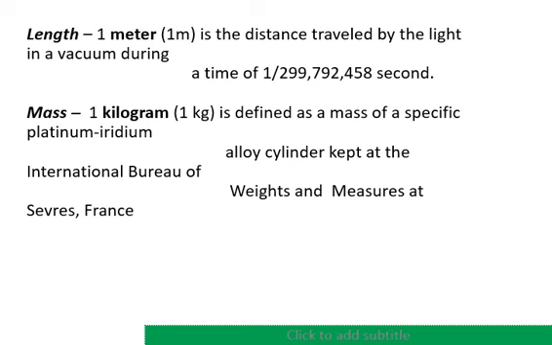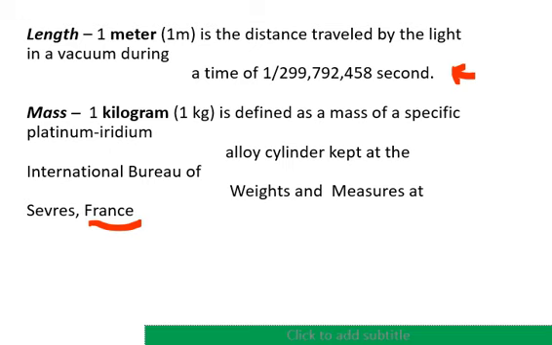and all these units have their own meaning, like it was designed. For example, length: 1 meter. What is this? It's the distance traveled by light in a vacuum during this period of time. And the mass is a specific mass of some specific element which can be found in France. So this is not that important. This is just to increase your overall knowledge.